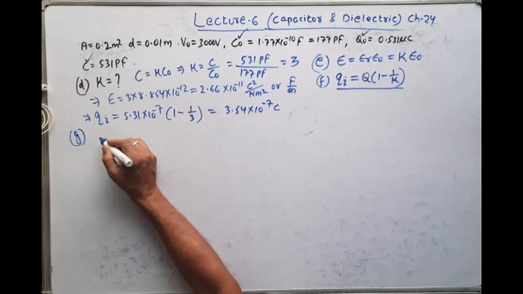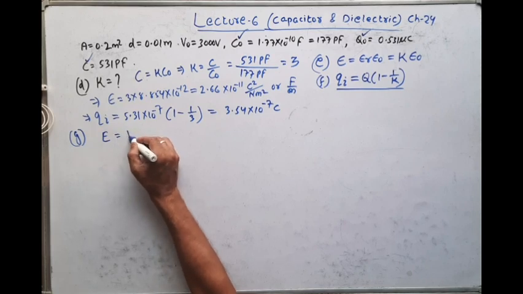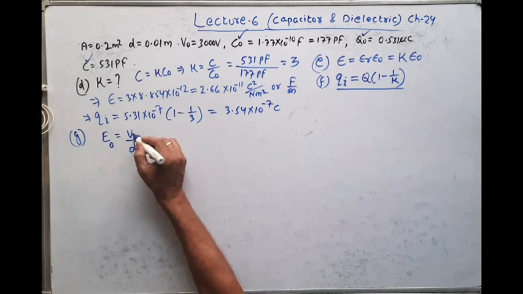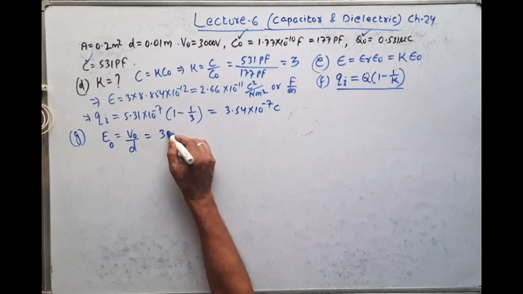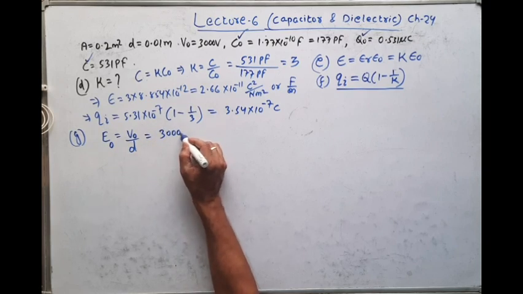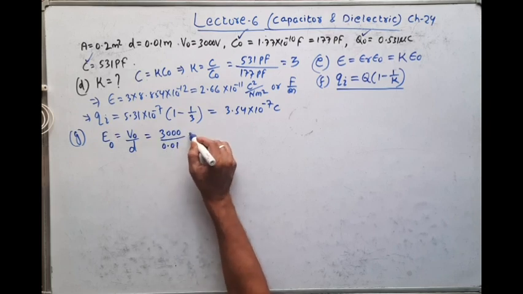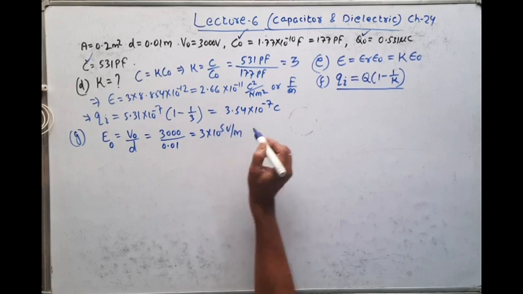Next bit: what is the original electric field between the plates? What is the initial electric field? Electric field intensity can be found from the potential gradient, V by D. Since it is original, in the air medium, the electric field is V naught by D. The initial potential difference across the capacitor is 3000 volt, by distance of separation 0.01 meter. So that is equal to 3 into 10 to the power 5 volt per meter.